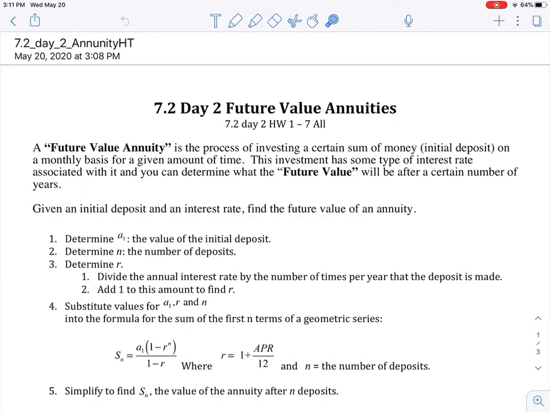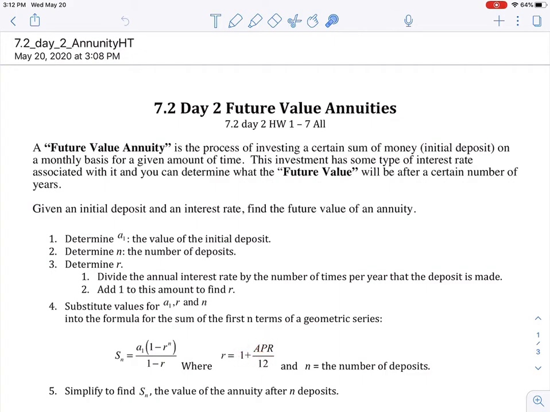So we need to determine some things to do this. First, we need to determine our initial deposit and our monthly deposits, and the number of deposits being made. The R is actually a little bit difficult to figure out. It's not just your rate of return. It's your annual percentage rate divided by 12, because you're talking monthly, or however many times you're doing it, and then plus 1.